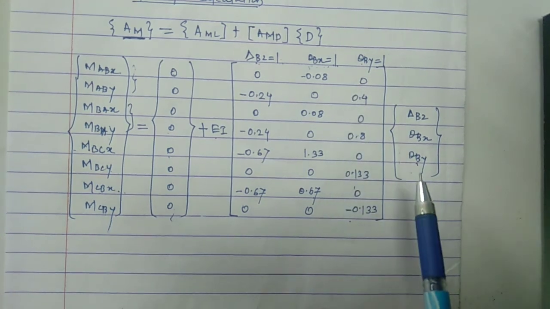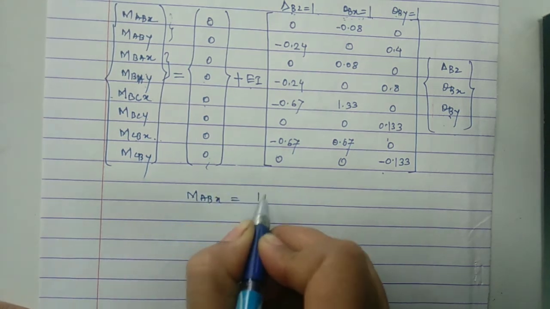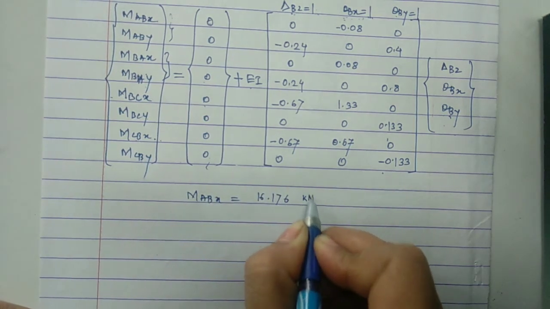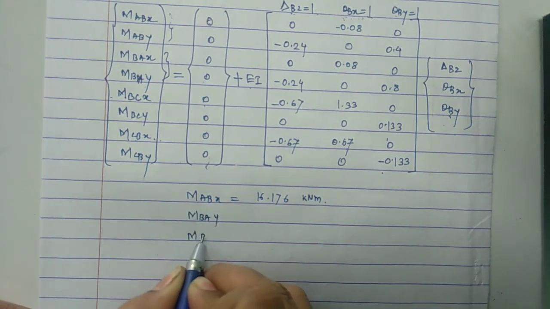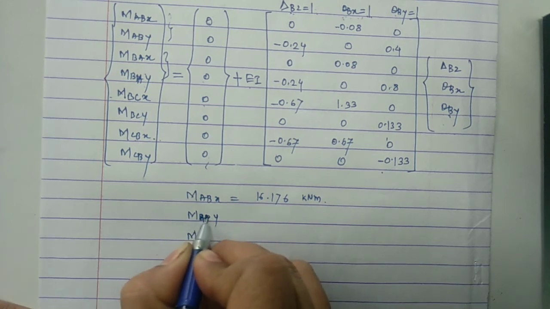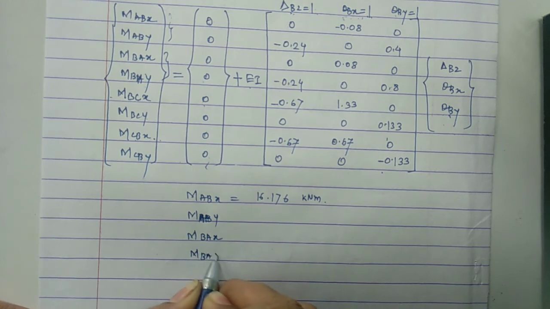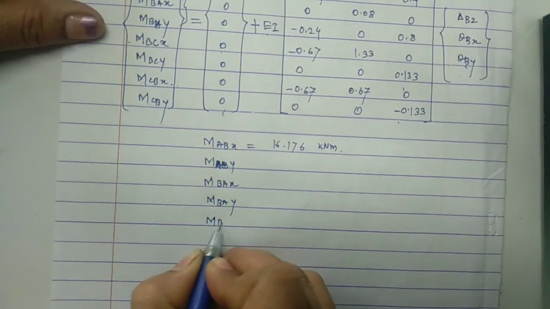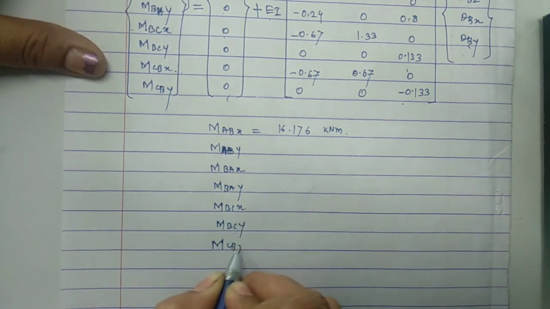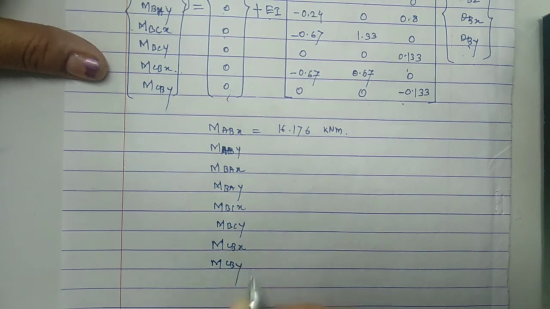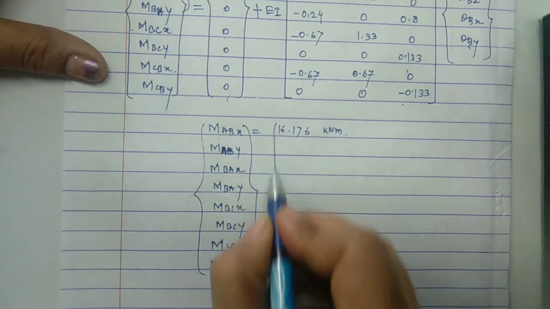So that way if you go on calculating, you will get the MABX value as 16.167 kilonewton meter, then ABY, BAX, BAY, BCX, BCY, CBX, CBY. Okay, first I'll write down all the unknown values on the equal to side.